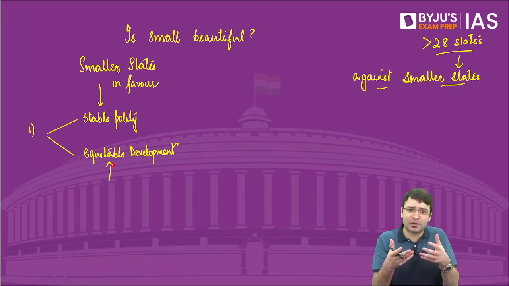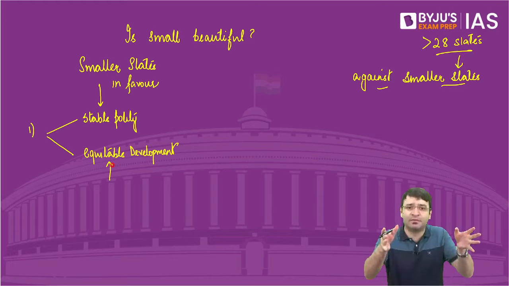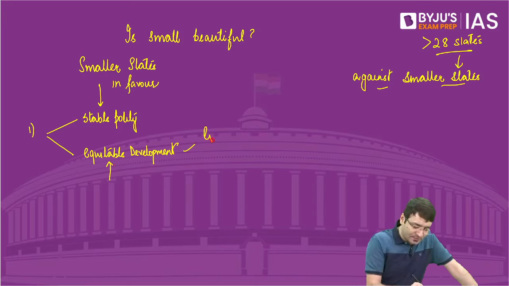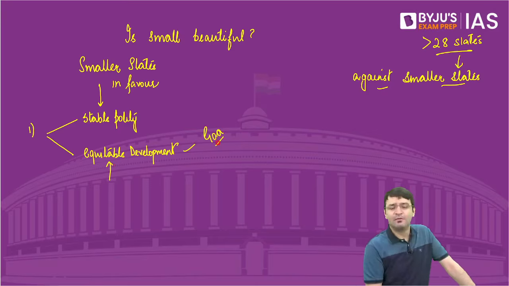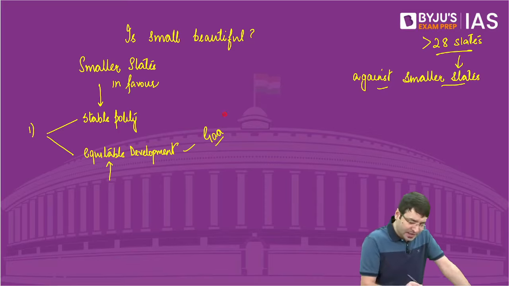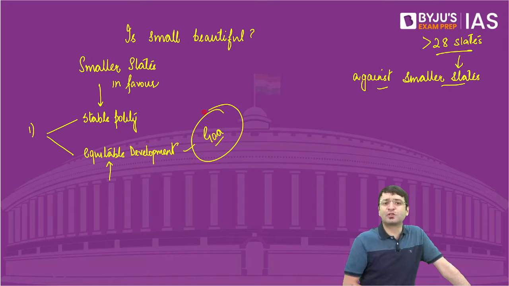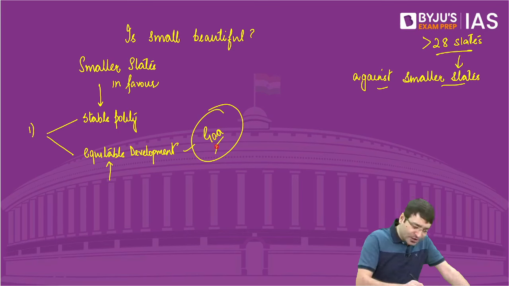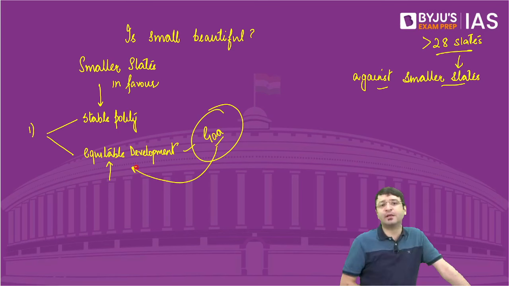So why should we have a smaller state? Because it will lead to equitable development of all the areas of that state. An example can be Goa, which is the best performing state in India right now. Take any report, whether it is the Niti Aayog report or the Raghuram Rajan committee report, in any report you see, the name Goa comes up as the most developed state in India, and Goa is a smaller state. Because a smaller state leads to equitable development.